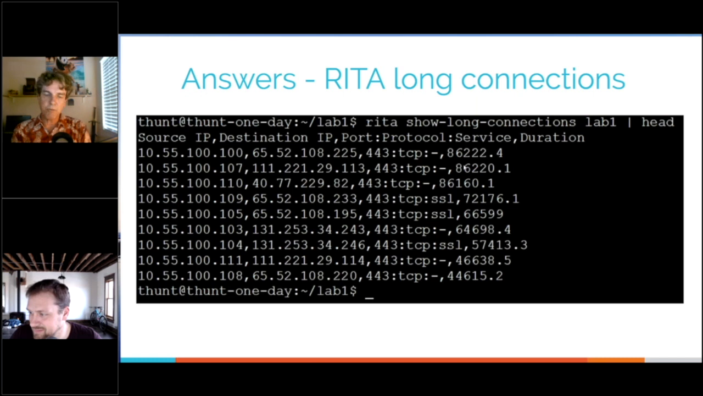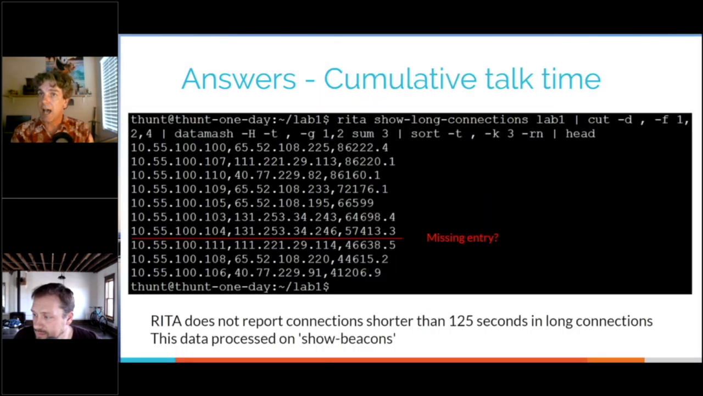All right, so let me bring this home, and we can all call this a day. The RITA show long connections command just shows me all the long connections that took place. I don't have to jump through any hoops with tshark or anything else, which makes life a whole lot easier. If I need cumulative talk time, I can run it through data mesh, the same way I talked about before, and add things up that way. I will say RITA will do this by default with another command switch, probably within the next month to 6 weeks or so. That will give you the ability to look at cumulative communication time as well.